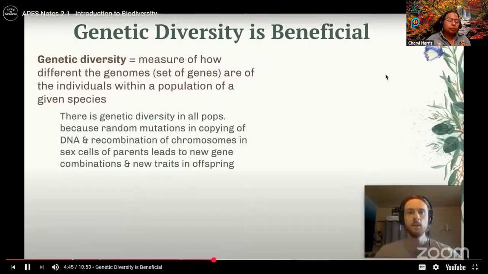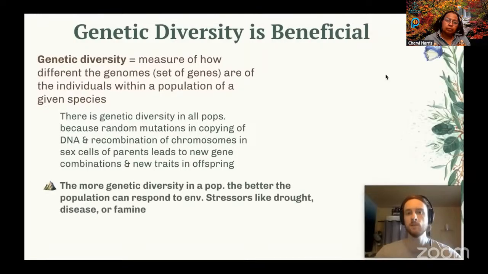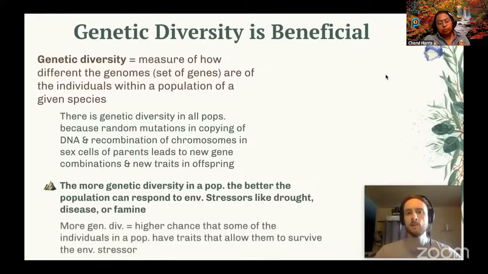It's just that some populations have a higher degree of variability or more genetic diversity. The more genetic diversity a population has, the better it can respond to environmental stressors. So these could be things like drought or fire or famine. And that's because if there's more diversity in the genomes, there's a higher chance that some of the members of the population have traits that enable them to thrive in these new conditions brought about by the environmental change.